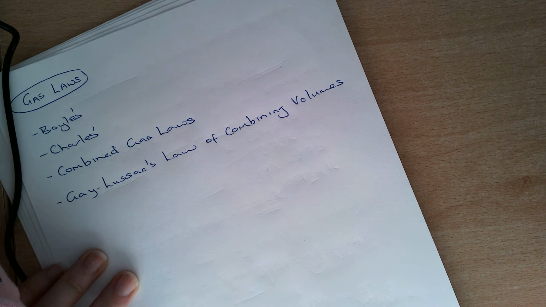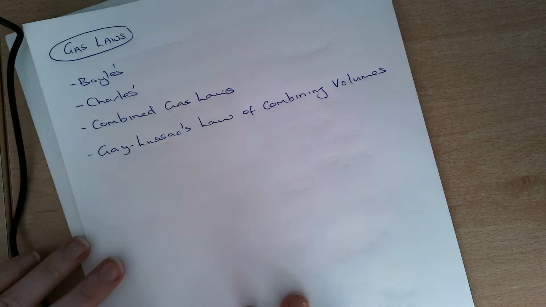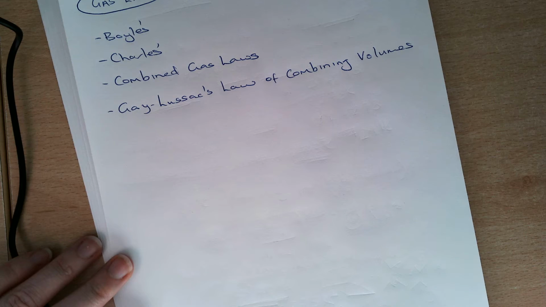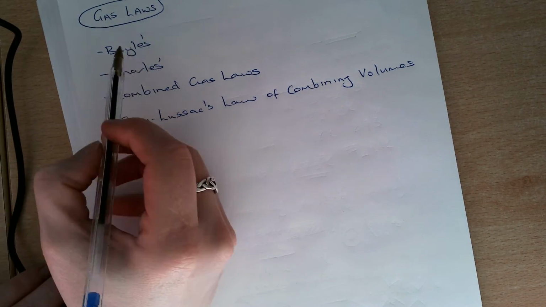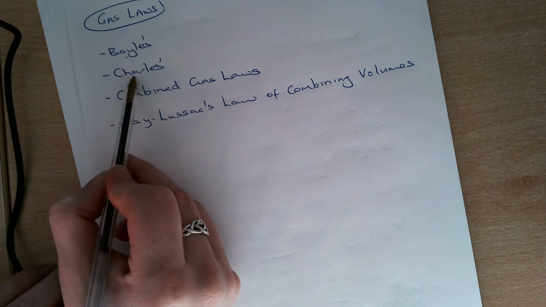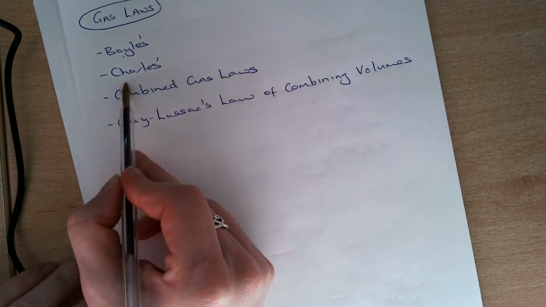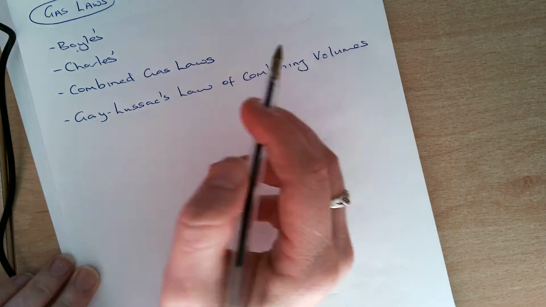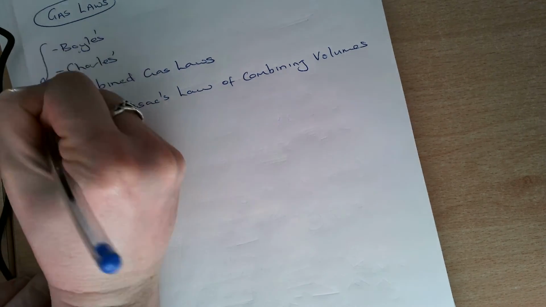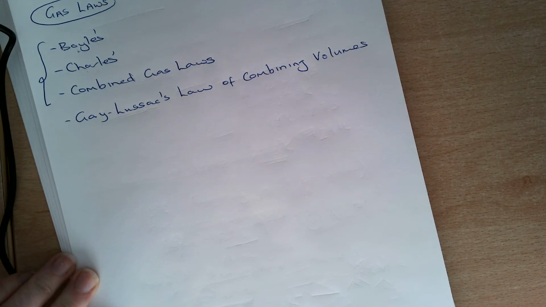When we are talking about gases, all gases obey certain laws. Even though gases have different properties, all the gases obey certain laws. They obey Boyle's law, Charles' law, and based on that we have the combined gas laws, and then we have Gay-Lussac's law combining volumes. In this video, I'm going to look at the three of these.